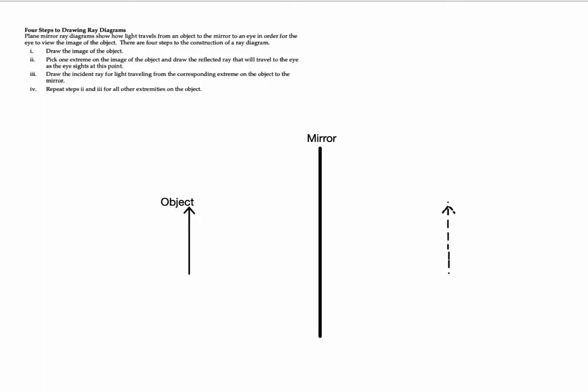We're going to learn how to draw a ray diagram for a plane mirror. Plane meaning flat. So this is our plane mirror, P-L-A-N-E. And there are 4 steps to drawing ray diagrams for the plane mirrors. So those are: draw the image of the object, and I already did that. So over here is our image.